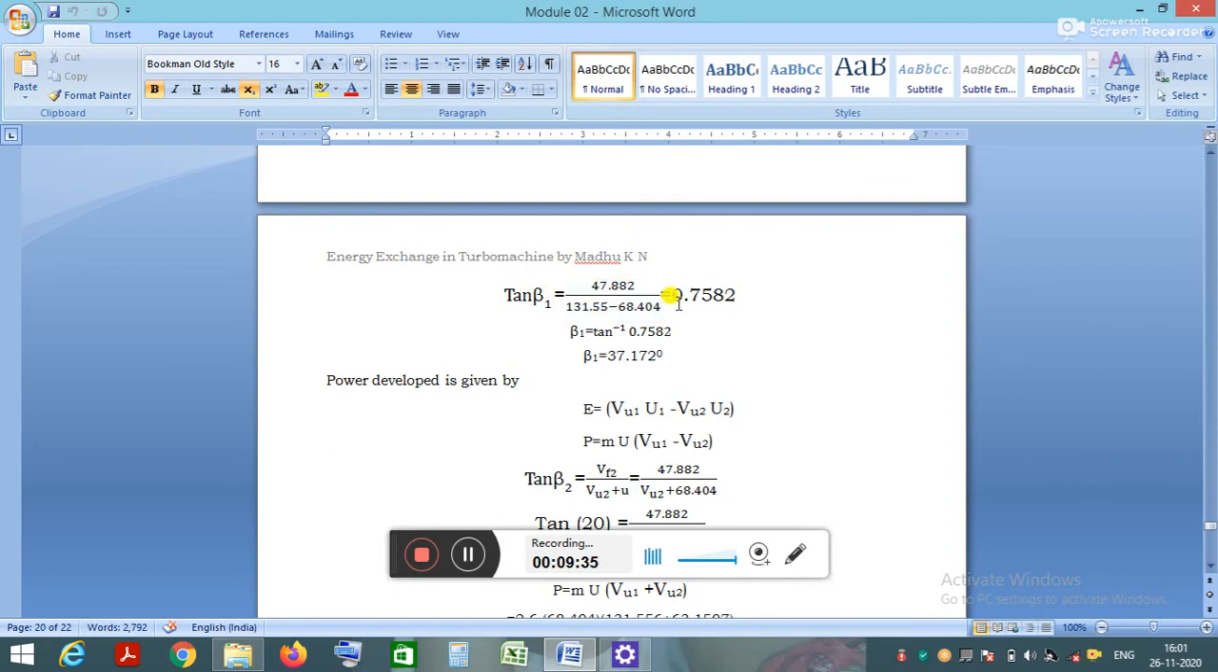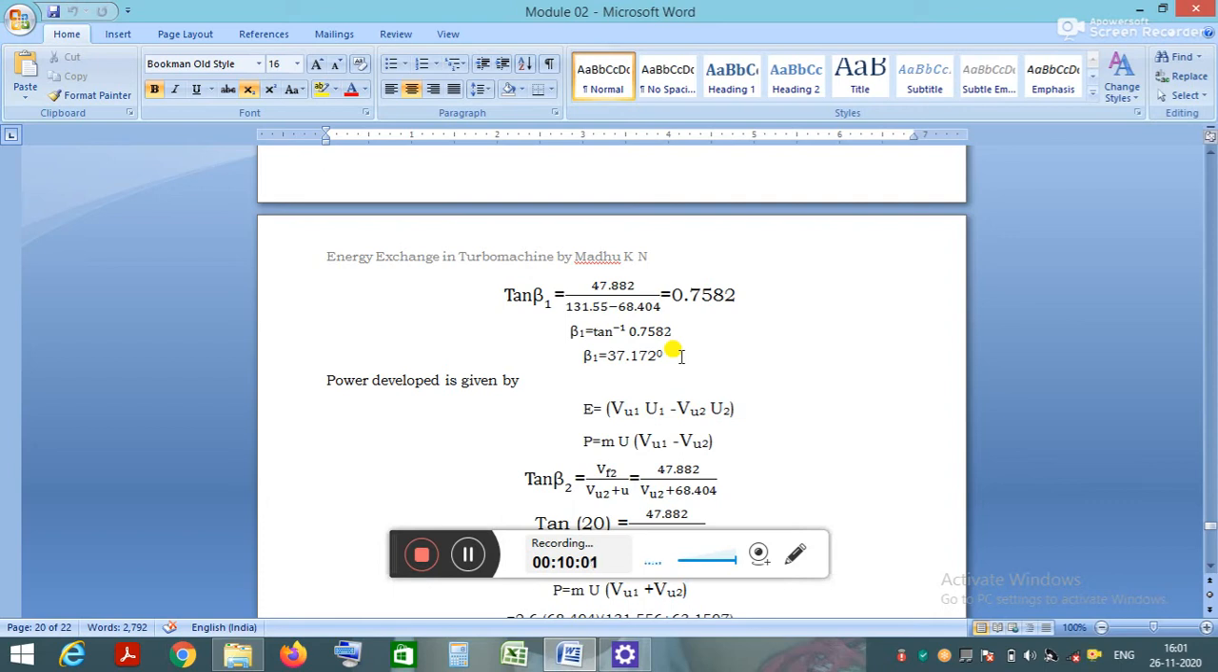Substituting in this equation we get tan beta 1 equals 0.7582. Then we can find beta 1 from trigonometric relations. Beta 1 equals tan inverse of 0.7582. We got beta 1 as 37.172 degrees.